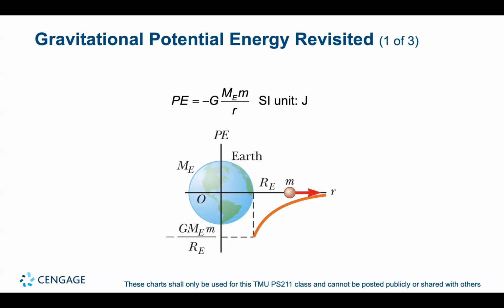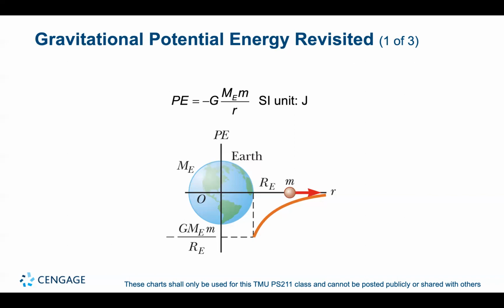The gravitational potential energy associated with an object of mass m at a distance r from the center of the Earth is given in the equation shown, where M_E is the mass of the Earth and r is greater than or equal to R_E, the radius of the Earth. As before, gravitational potential energy is a property of a system, in this case, the object of mass m and the Earth. The figure illustrates this equation. This equation is valid for the special case where the zero level for potential energy is at an infinite distance from the center of the Earth.